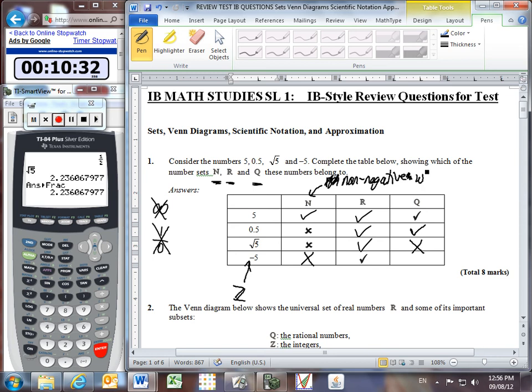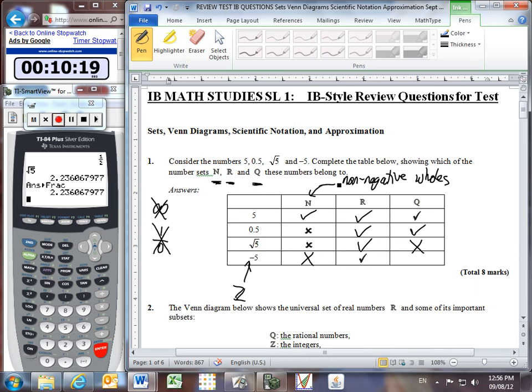Or non-negative wholes. How's that? So that's a good way of thinking about the natural numbers. Alright, and the last one to fill in is negative 5. Is it expressible as a fraction? Well, of course, we can put any integer whatsoever over 1. And so yes, it can be expressed as a fraction.